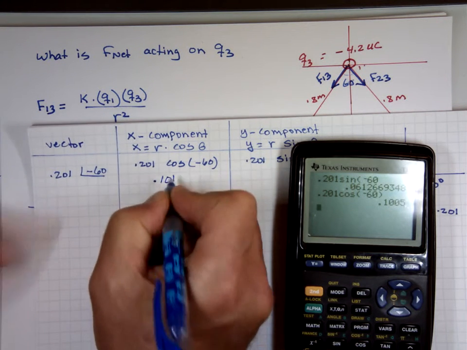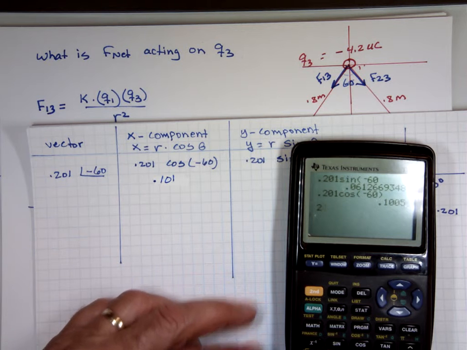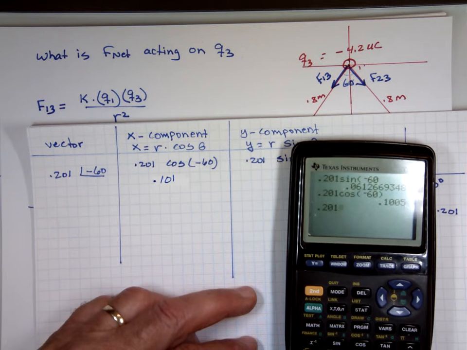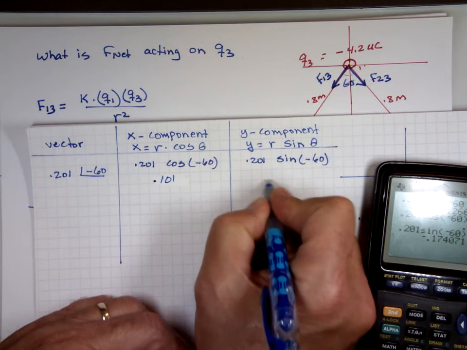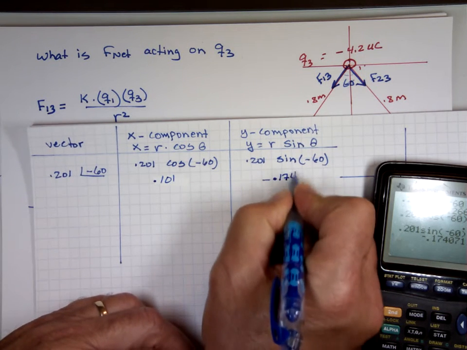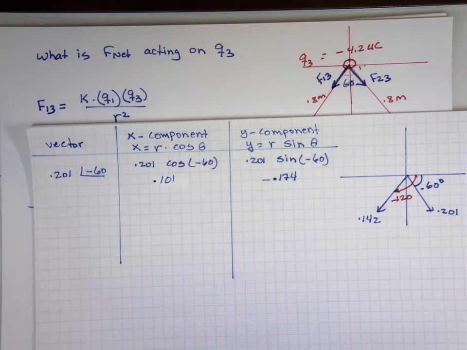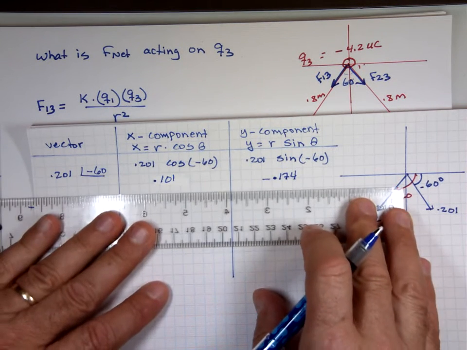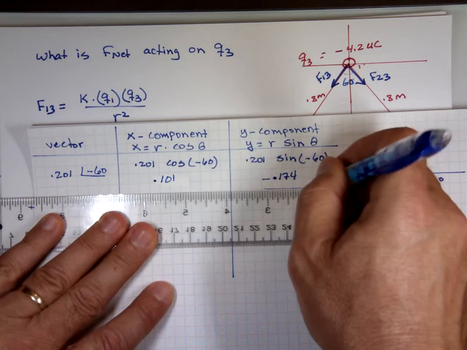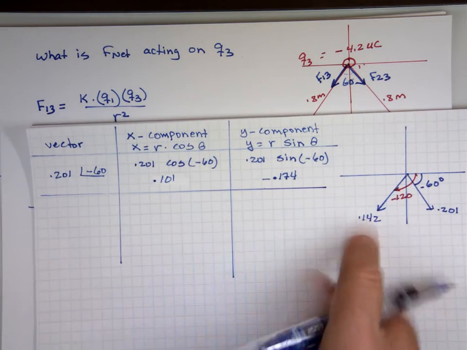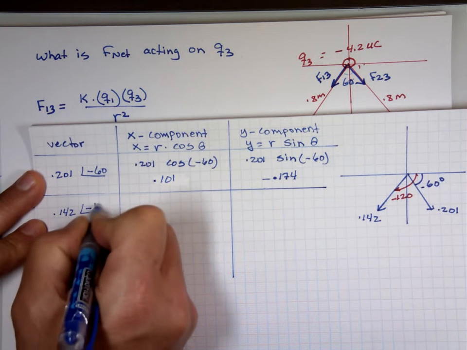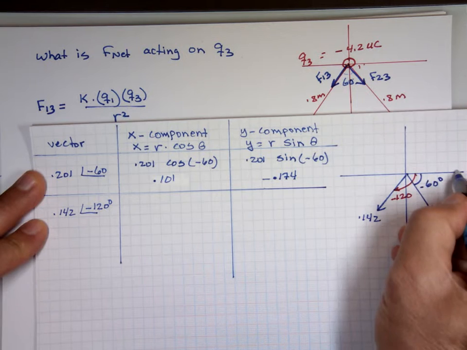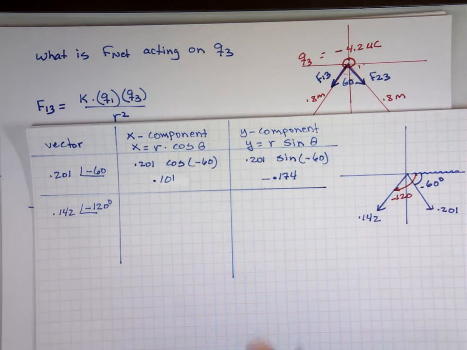And the y value, 0.201 sine of negative 60. That should be a negative value. Negative 0.174. Now I gotta look at the other vector. And the other vector is 0.142 and the angle is negative 120. Notice I always measure my vector from the positive x-axis. If you do that, that will take care of all the plus and minuses.